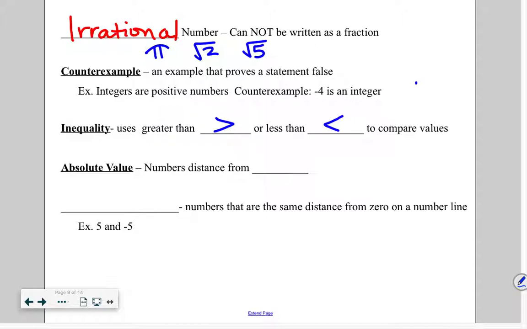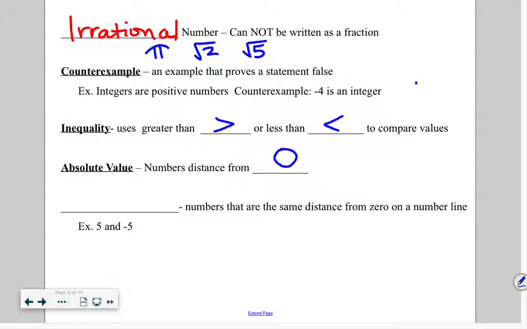Absolute value means a number's distance from what? 0. Can absolute value ever be negative? No, it cannot. Absolute value is never negative. For example, what is the absolute value of a negative 8? How far from 0 is negative 8? It's 8 units. Distance is never negative.